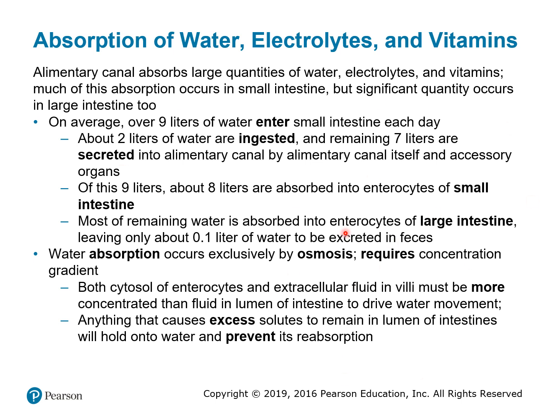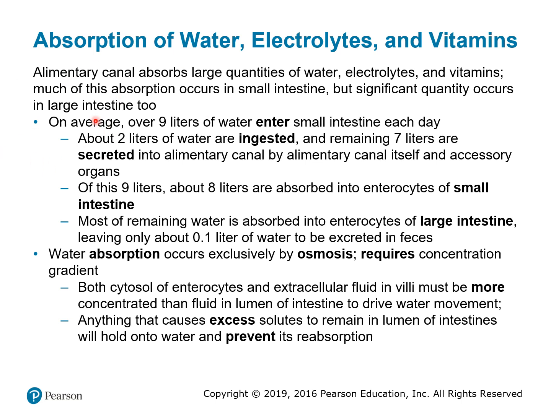Okay, so just to tie everything together in terms of absorption, in reference to water, electrolytes, and vitamins. The alimentary canal absorbs a large quantity of water, electrolytes, and vitamins. And yet much of the absorption happens in the small intestine, but only a specific part of water absorption happens there, meaning water is also going to be absorbed in the large intestine.